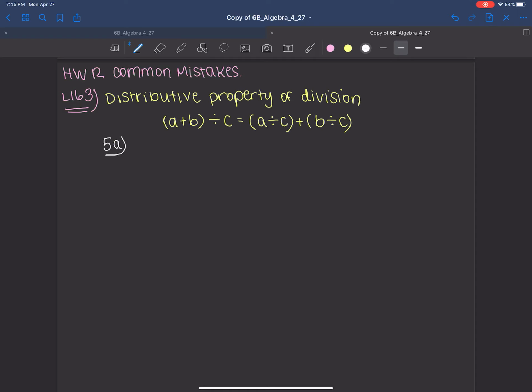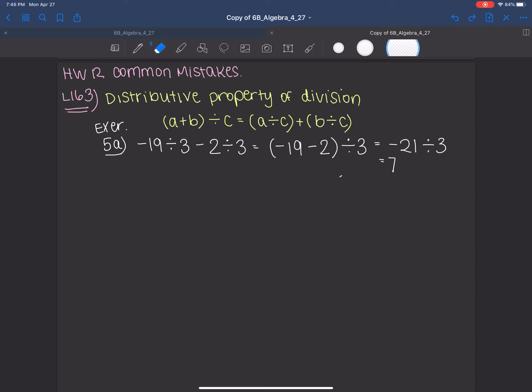Let's just see one particular example. So exercise 5a, it's minus 19 divided by 3, minus 2 divided by 3, and we had to solve that. Okay, so if we were to use the distributive property of division, we would get minus 19 minus 2 divided by 3, which is minus 21 divided by 3, which is just 7. Okay, so let's see the common mistakes.